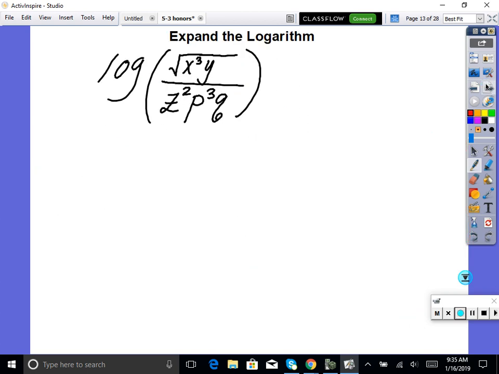Try it by yourself. Expand the logarithm. Go for it. Just start the video because I think you guys are getting it. Here's how I personally thought through it. I know some of you probably thought through it differently, which is great.